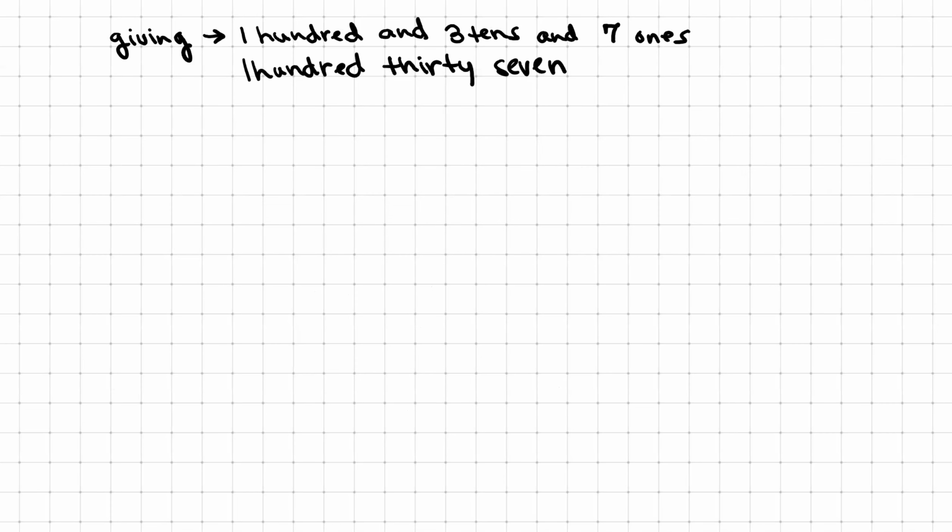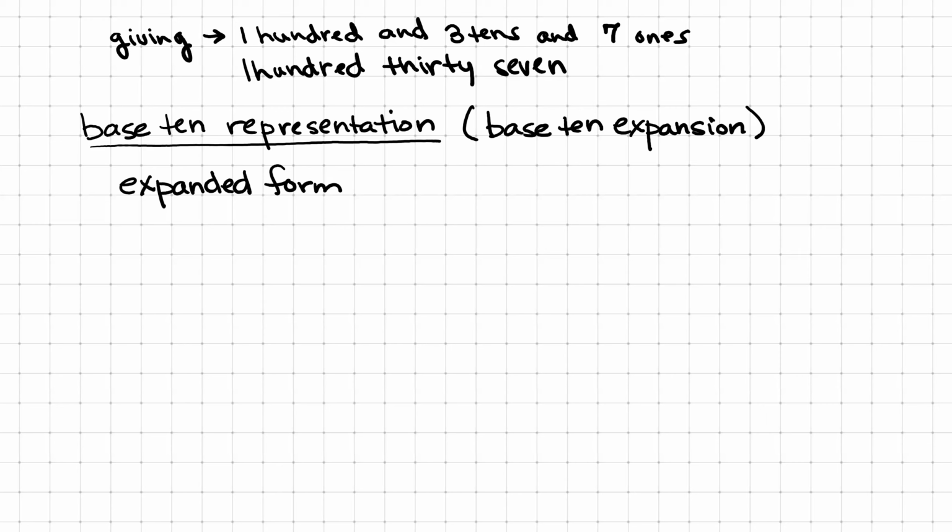Now for a little bit of vocabulary. That string of digits that represents a number, such as 137, is called the base 10 representation, or the base 10 expansion. To help make the base 10 representation a little bit more understandable, we sometimes write it in one of the following forms, and we call those forms the expanded form.